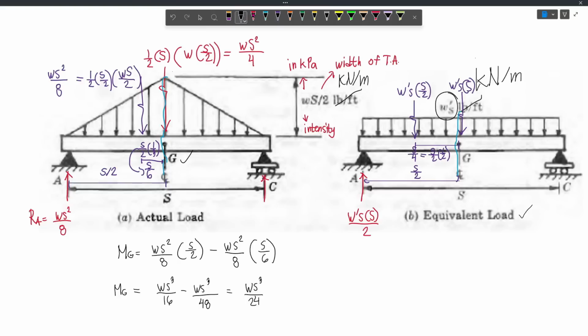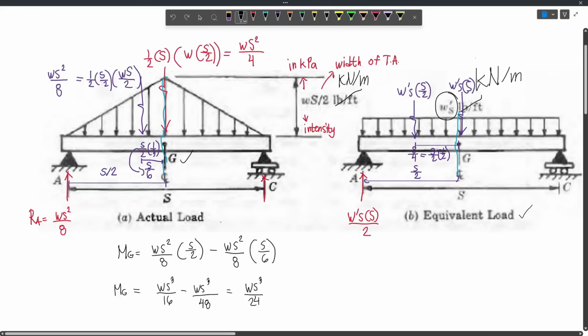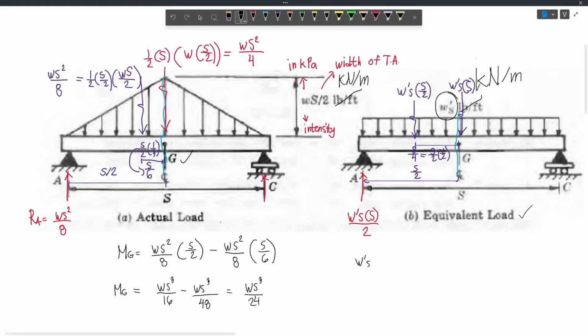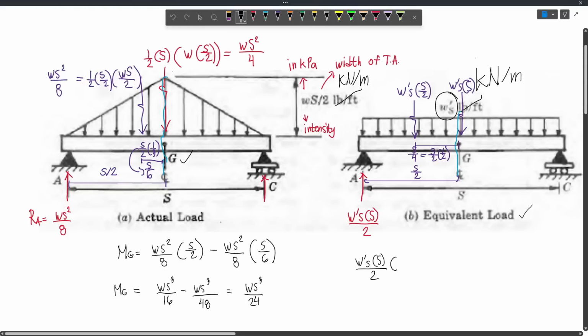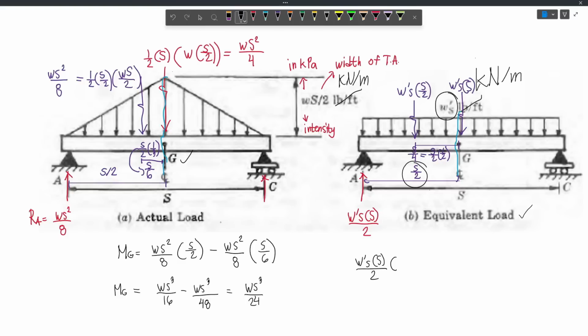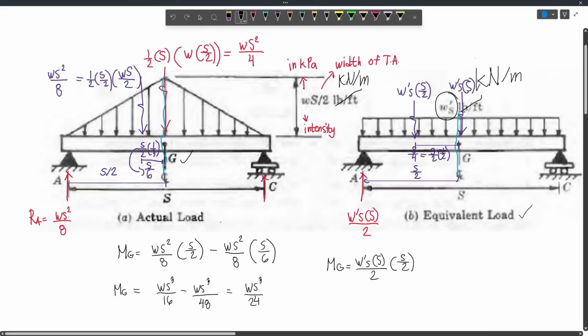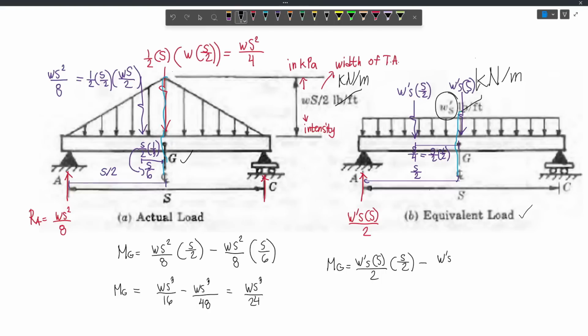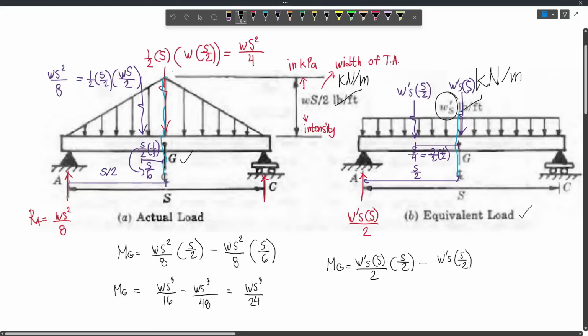And so now we can take moments about G. Now that should be equal to WS cubed over 24. So taking moments about G, we have W prime S times S and then divided by 2 multiplied by the moment arm, which is S over 2. This is for the reaction at A. And then this is positive because it will cause a clockwise movement about G. And then for this one, this will be minus because it will cause a counterclockwise movement about G. And so that will be W prime S times S over 2 for the resultant load. And then we will multiply that by the moment arm, which is S over 4. And so there it is, times S over 4.